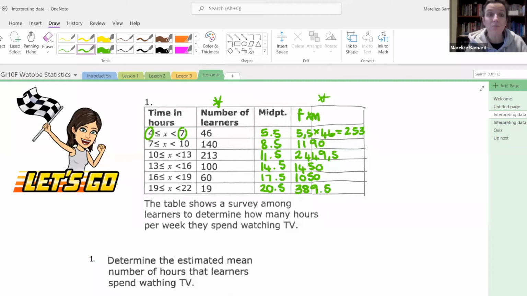Okay, if you're done, pop your estimated mean into the chat. So instead of writing done, just pop your mean into the chat.